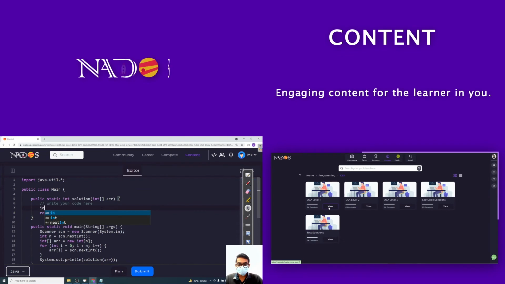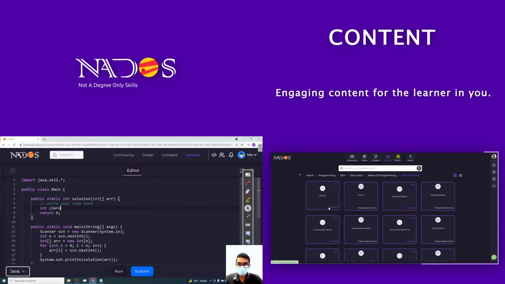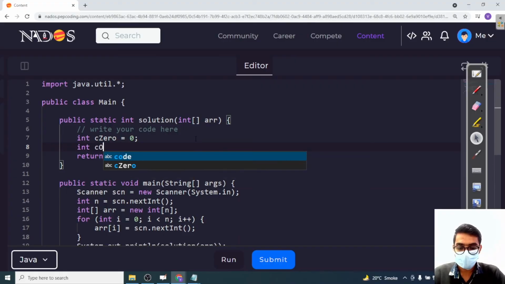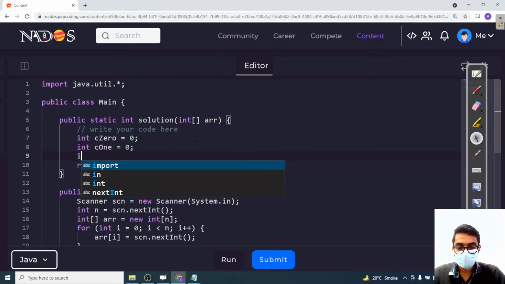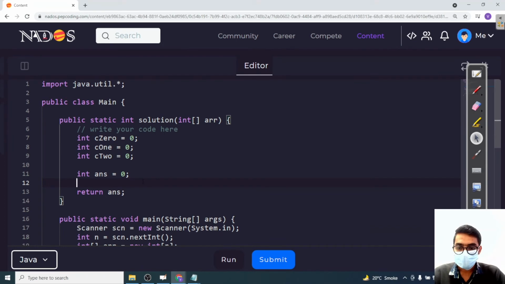So first we are taking the count of zeros. Count of 0 is 0 for the first time. After that, count of 1 is 0, and the count of 2s is also 0 for the first time. After that, we need a count, and we are storing that count into our answer. So we are returning our answer from this point. Okay, now let's take the hash map. Hash map contains a key that is a string and a value that is an integer.